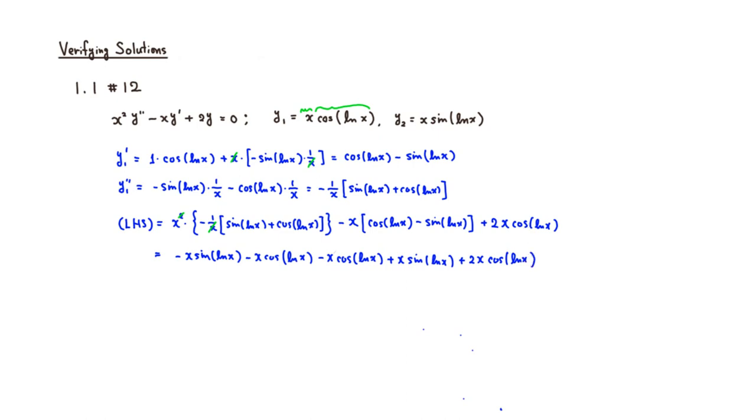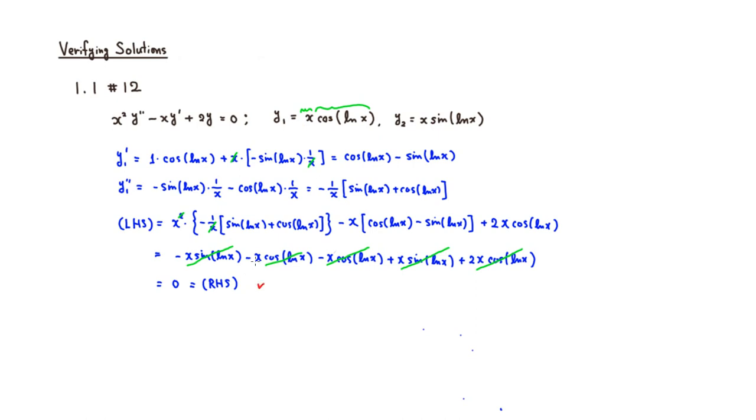Let's see what we can cancel out. You have a negative x sine of natural log of x and a positive x sine of natural log of x. And we have negative x cosine, negative x cosine, so there are 2 of these, and then a positive 2x cosine of natural log of x. Therefore, this gives you 0 because everything cancels out, which is the right hand side we are looking for. So this verifies that y1 satisfies this differential equation.